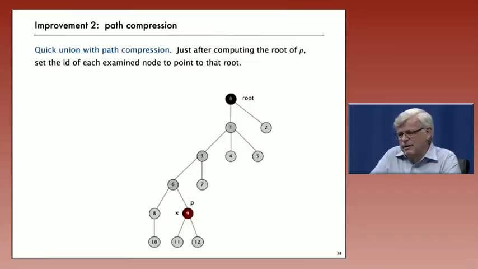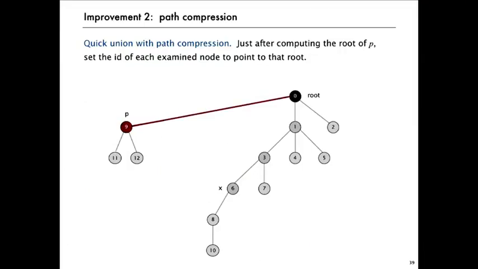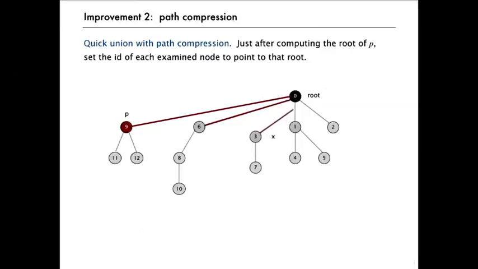And the idea is that when we're trying to find the root of the tree containing a given node, we're touching all the nodes on the path from that node to the root. While we're doing that, we might as well make each one of those just point to the root. There's no reason not to. So when we're trying to find the root of p, after we find it, we might as well just go back and make every node on that path just point to the root. That's going to be a constant extra cost.